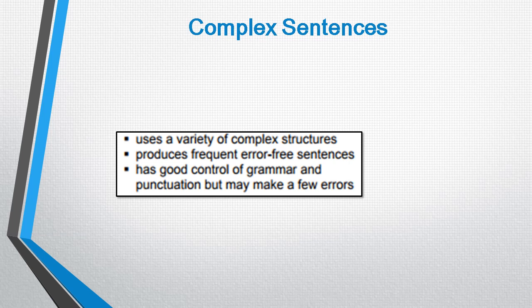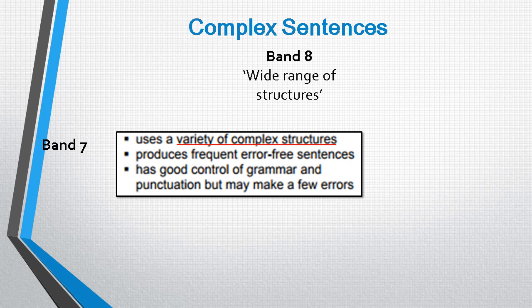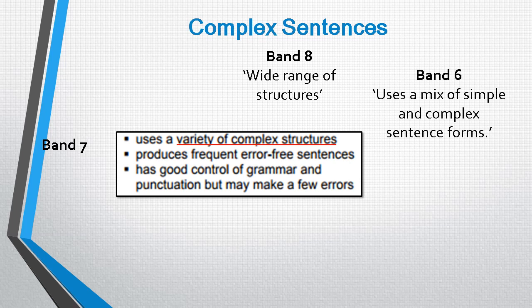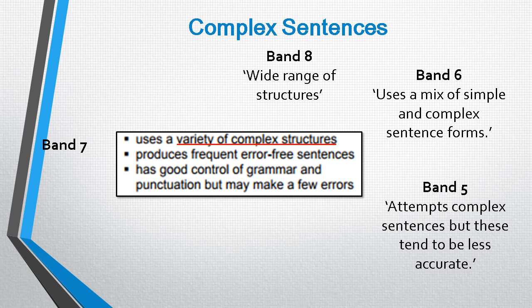We'll start by taking a look at the band criteria. So for a band 7, you need to write using a variety of complex structures. For a band 8, you need to write using a wide range of structures. For a band 6, you need to write using a mix of simple and complex sentence forms. And for a band 5, you are attempting complex sentences, but these tend to be less accurate. So basically, if you can't write complex sentences, you're in a band 5.